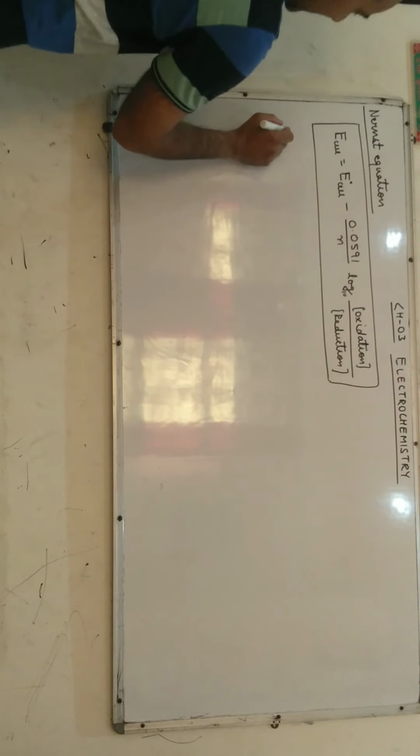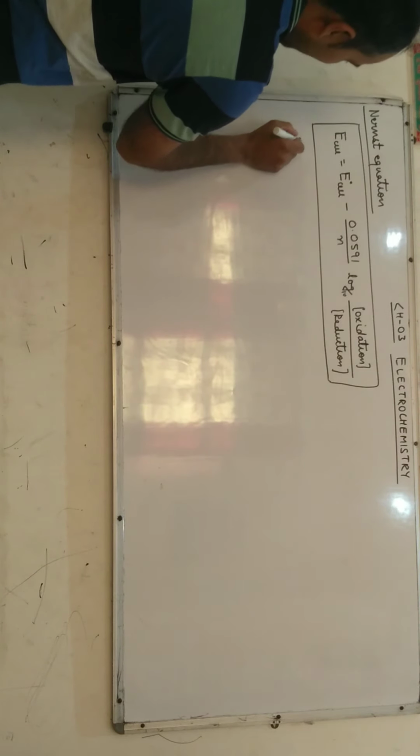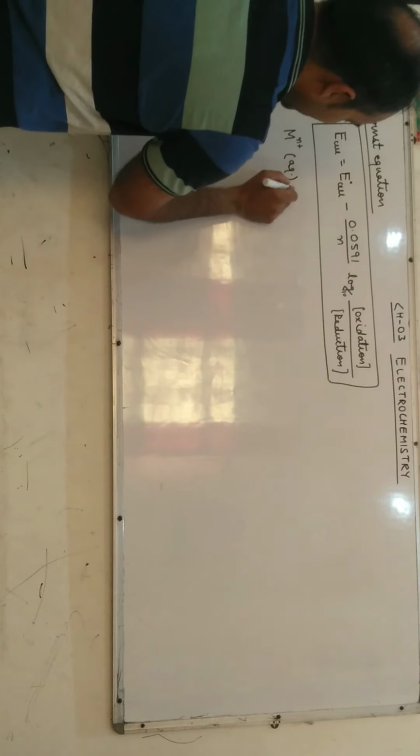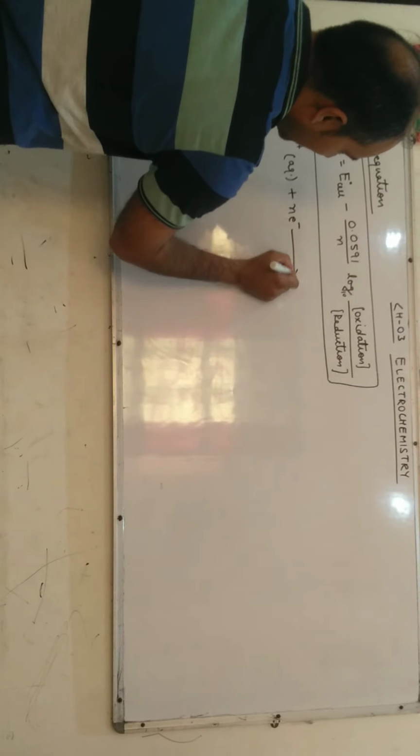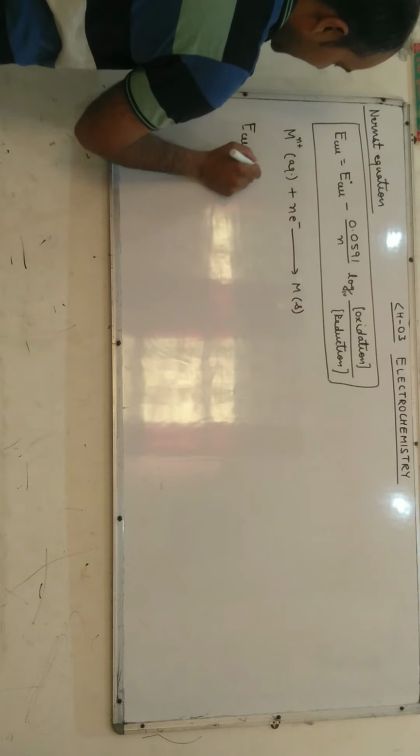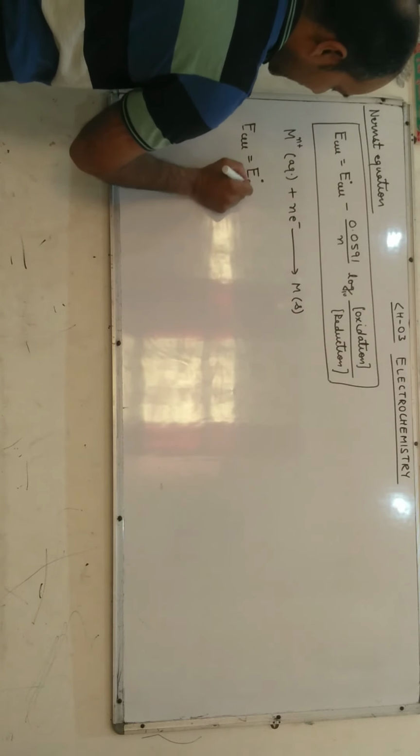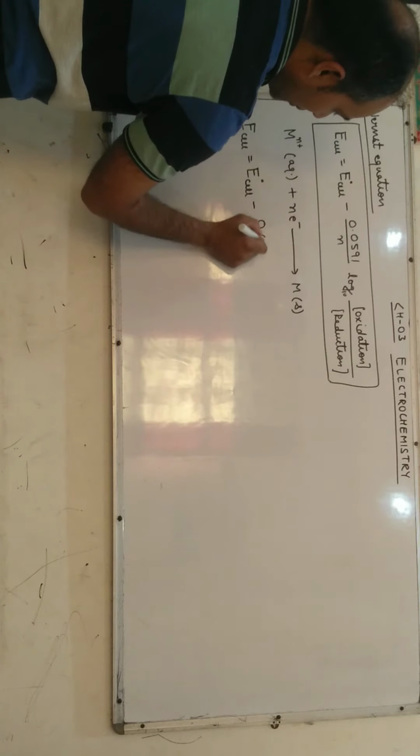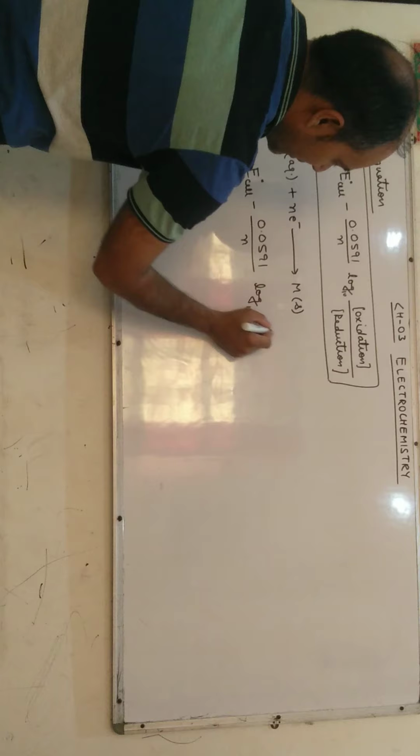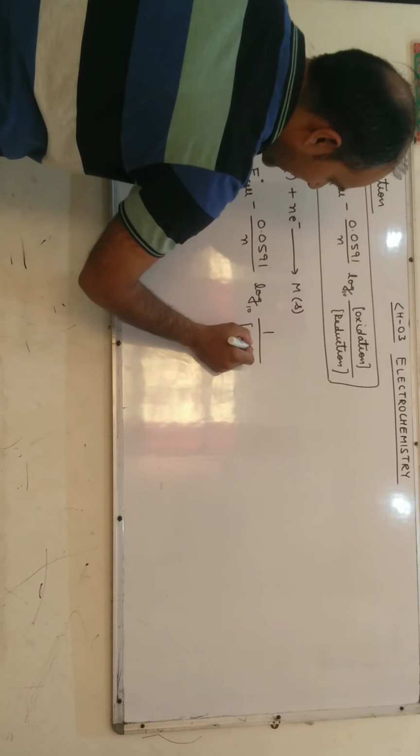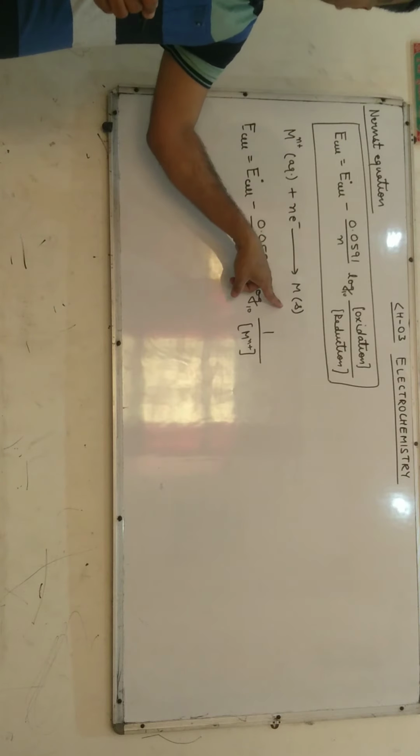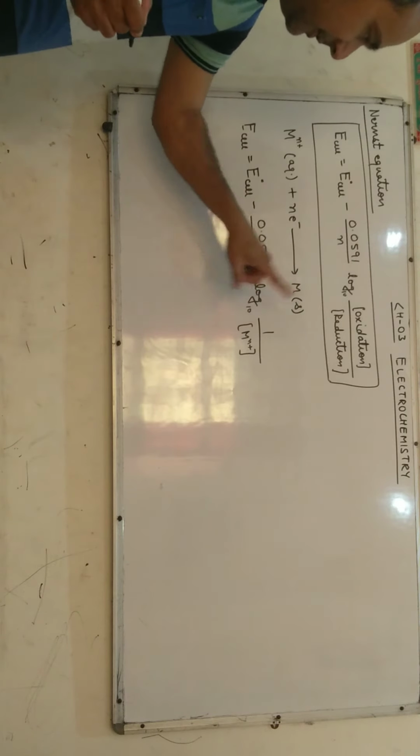Now in NCERT, Nernst equation is represented in this manner. Suppose there is a cell reaction in which M n+ aqueous, on gaining n electrons, is converted into M solid. So the Nernst equation of this reaction is E cell is equal to E naught cell minus 0.0591 upon n log base 10 1 upon concentration of M n+. Why are we taking 1 here? Because the concentration of solid and liquid is taken to be 1.